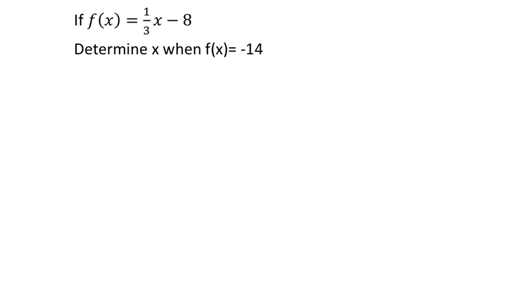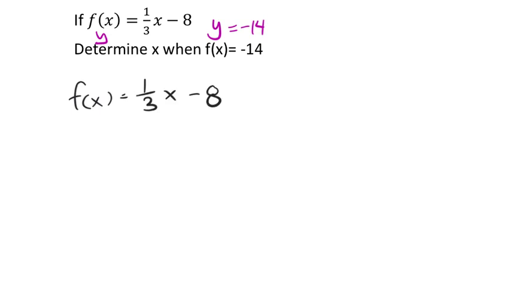So determine x. This is saying find the x when f of x equals negative 14. Remember what we said. f of x is actually just y. It's telling us y equals negative 14 right here, okay? And in the equation, f of x right there, that's another way to say y, right? So for the function, let's show that right there. f of x equals 1/3 x minus 8.